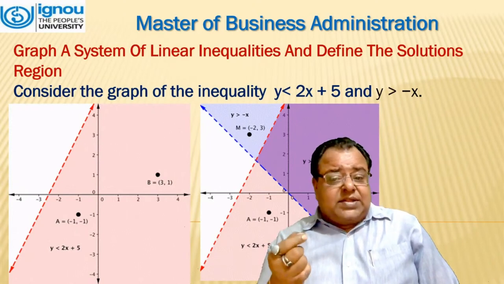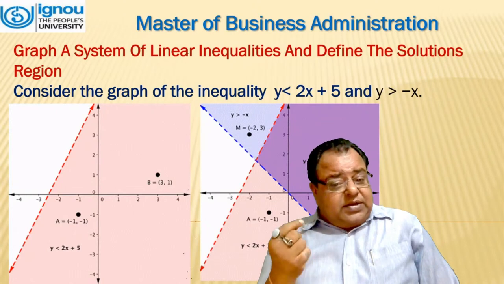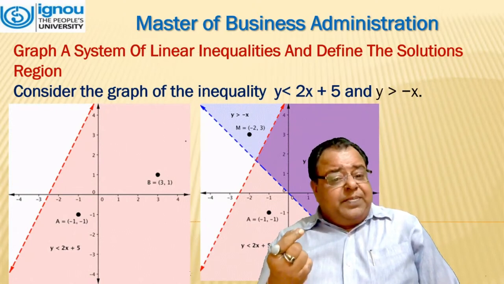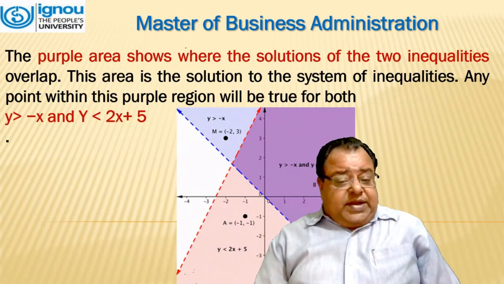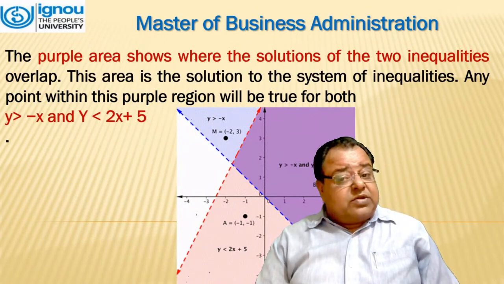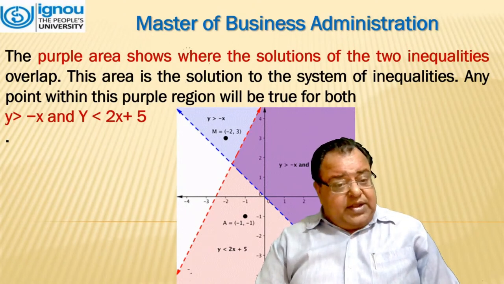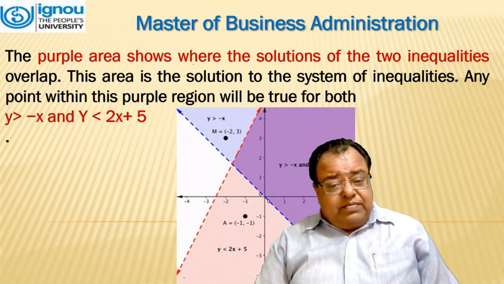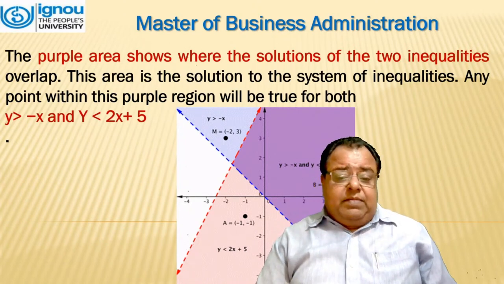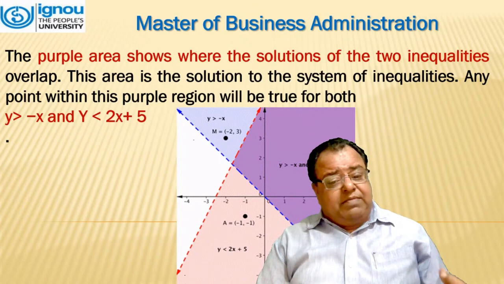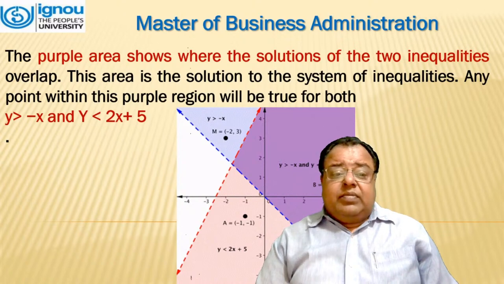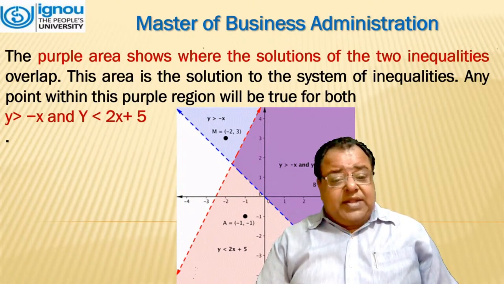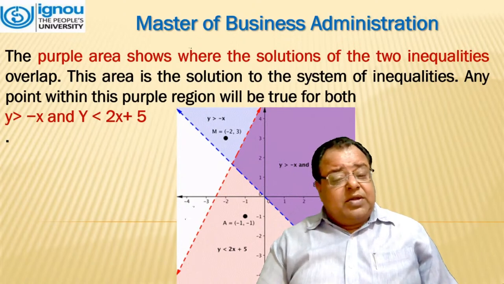Similarly, for this y less than 2x plus 5, this red line is the graph for the equation. Now we have to check the area which is common to both these lines. In that case, we will be using the same method. We will be replacing x by 0 and y by 0. So here in this case, it will be 0 less than 5. That is correct. That means its region will be towards the origin.